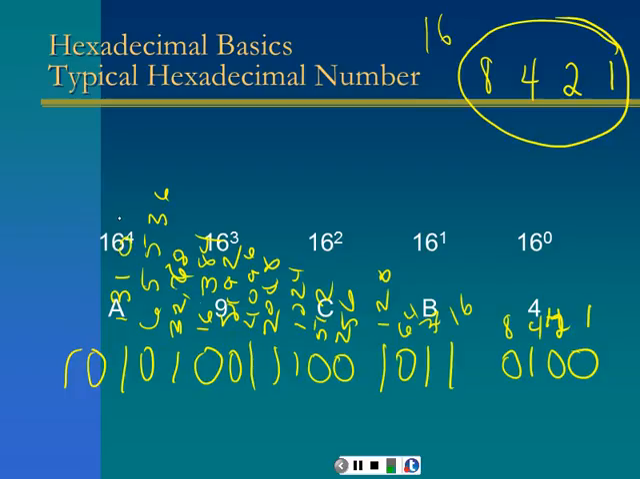131,072. Repeat it again. 131,072. Okay. And the next one is 262,144. All right, and the last one? 524,288. Now I can add all those.